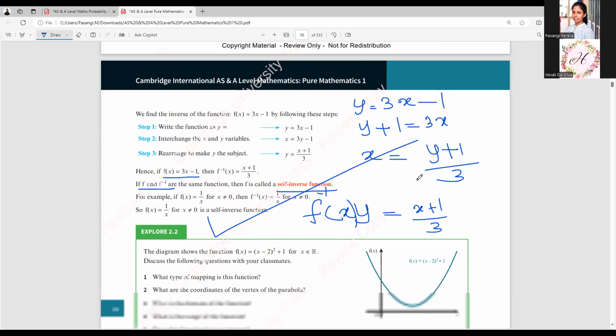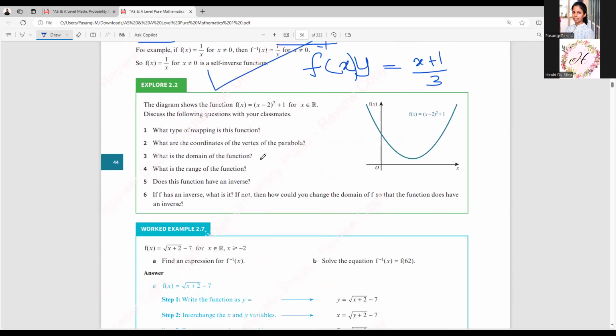It's clear, right, the theory part? Okay. Can you go through Explore 2.2 as well? Answer these. What type of mapping is this function? That means we should state whether it's one-to-one, one-to-many or many-to-one. If this is a function anyway, we have to select from those two. This is a many-to-one. Yes, this is a many-to-one.